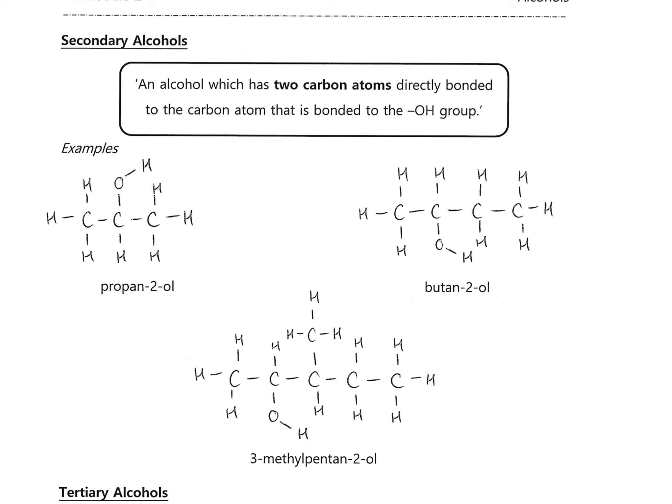Secondary alcohols then, as the name suggests, we're looking to the carbon atom that is bonded to the OH group, and it's an alcohol which has two carbon atoms directly bonded to the carbon atom that is bonded to the OH group. So propan-2-ol, if we have a look here, here's your carbon attached to the OH group, and it's attached to two others, and that makes this a secondary alcohol. Then butan-2-ol, here's the carbon bonded to your OH group, and it's bonded to two others. That makes this a secondary alcohol.